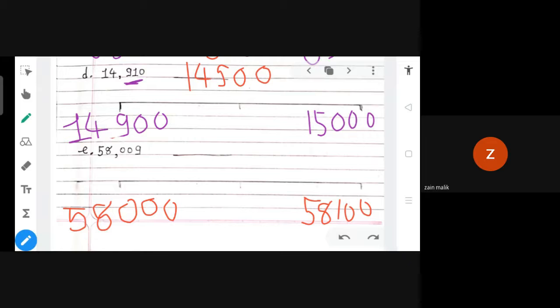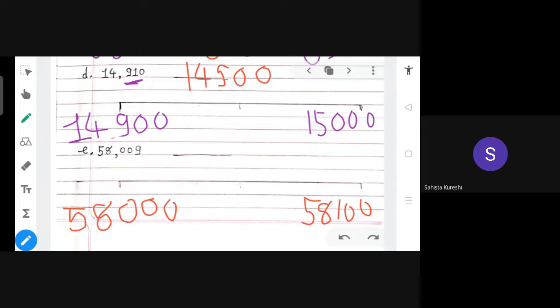You can tell me, our question is nearest to which number? Is our question closer to this or closer to this? This is the question. Which one is it closer to? 5,000. This is not 5,000. This is 58,000. 58,100.